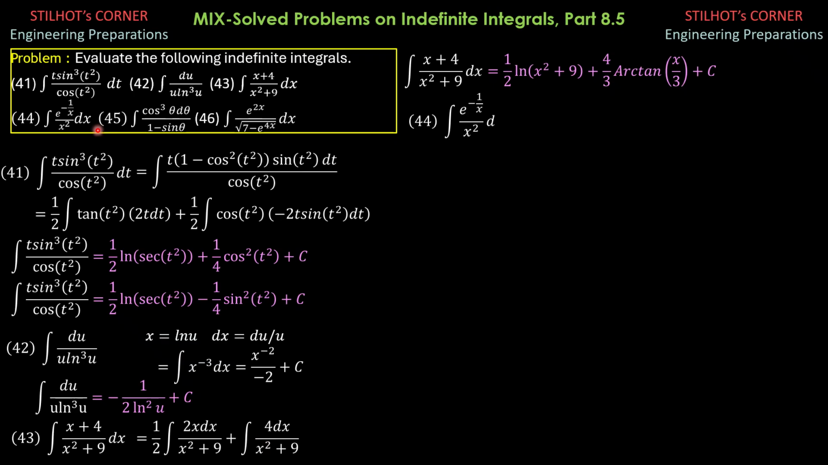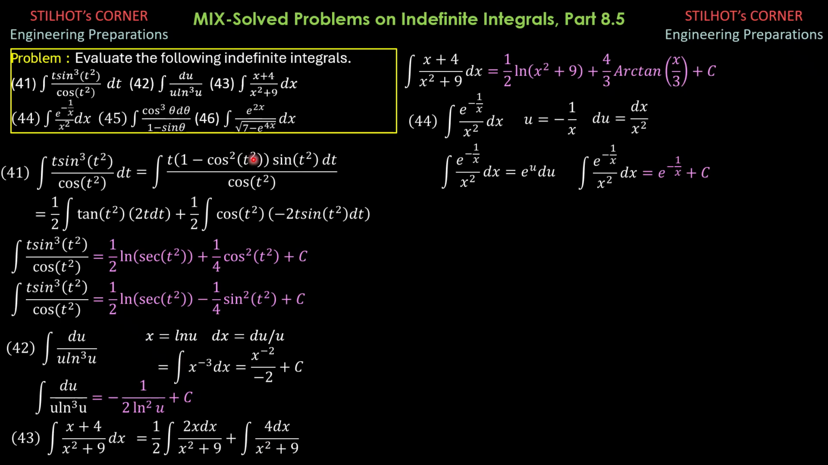Number 44, let u be negative 1 over x. The differential is positive 1 over x squared dx. So this is in the form e to the u du. And u is negative 1 over x. So the answer is e to the u plus c, or e to the negative 1 over x plus c.